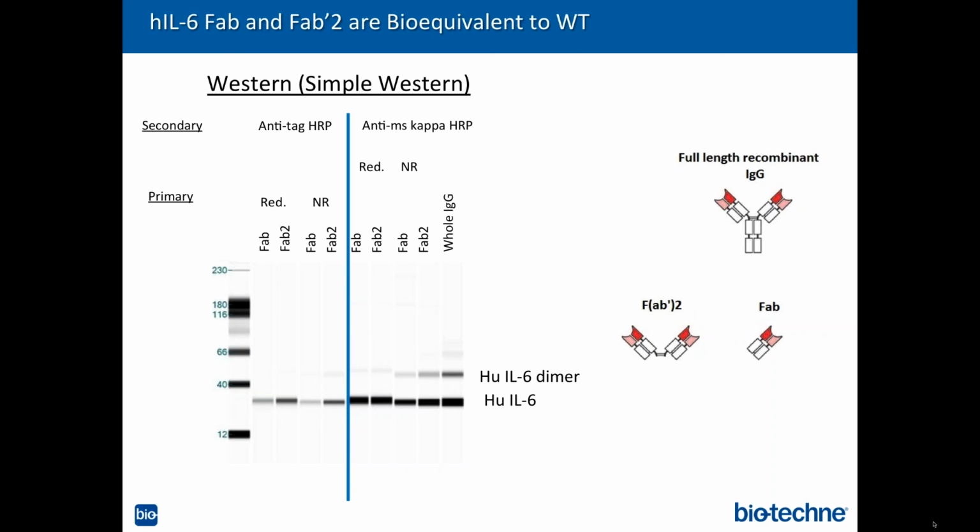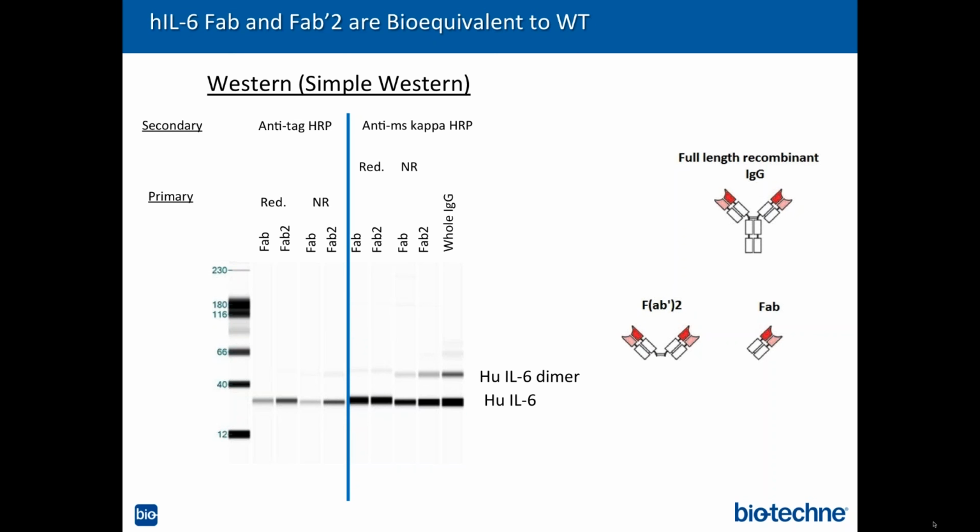So then we went ahead, this is another target we worked with, and we actually did the Westerns on this. We wanted to see how well they would perform in a Western, and for this particular result we were utilizing our new technology called Simple Western. So we ran recombinant human IL-6 on the capillaries under reducing and non-reducing conditions. If you don't reduce human IL-6, you will encounter dimers. That's why we did that, and I've indicated that on the picture here.